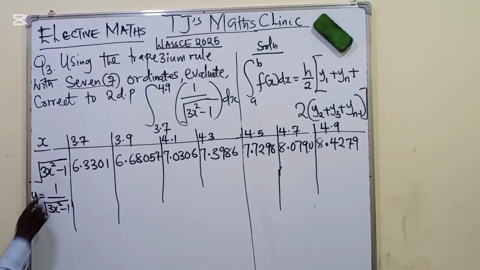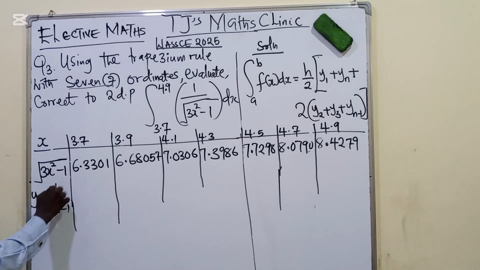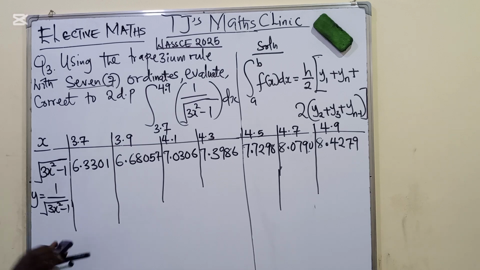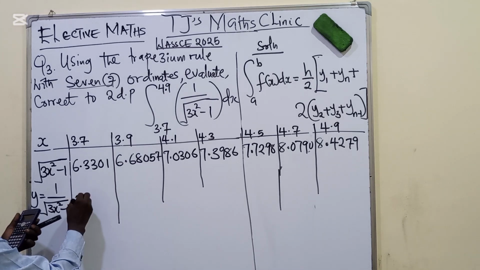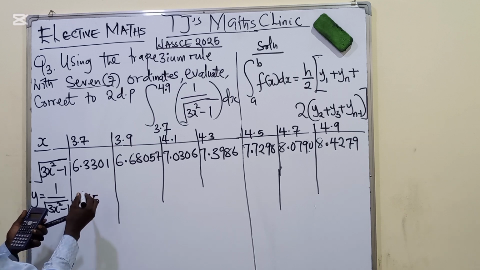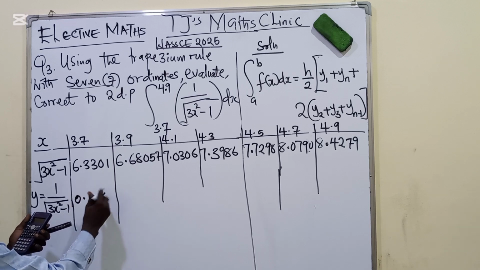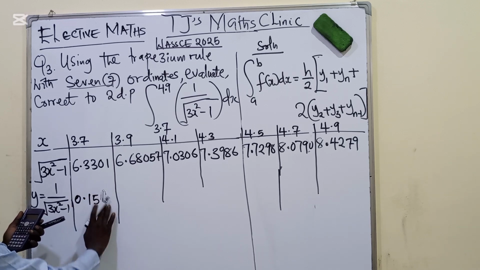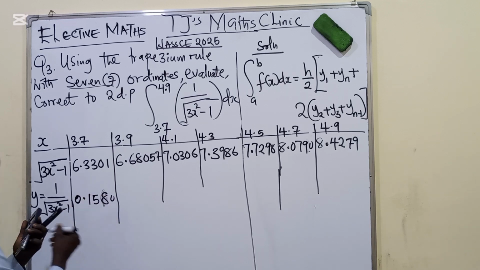Okay, we're almost there. So the next thing, for us to find the y value now, we divide 1 by whatever value we have here. So let's do that and see what we'll have. 1 divided by 6.3301, we'll have 0.1580 approximately.